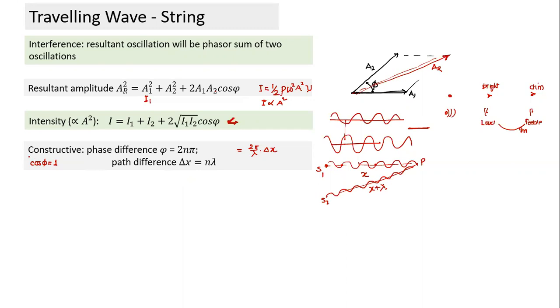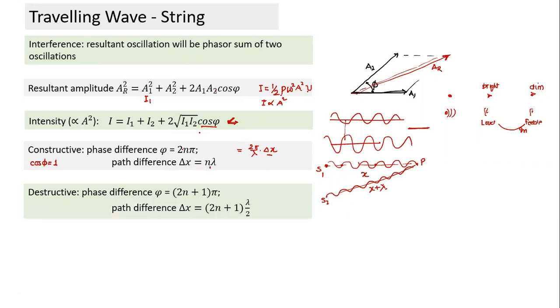So what does constructive mean? Constructive means maximum intensity. When would intensity become maximum? When cos phi is equal to 1. When cos phi is 1, phi is equal to 2n pi. If phi is equal to 2n pi, what is the path difference equal to? Phi is equal to 2 pi by lambda times the path difference, so the path difference becomes equal to n lambda. This is the condition for constructive interference.